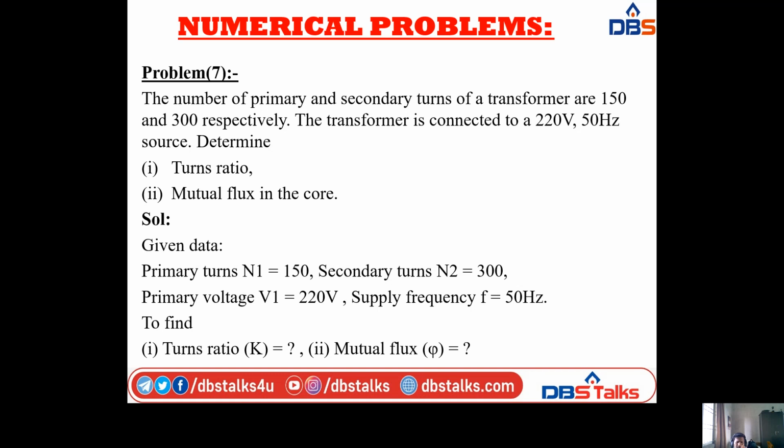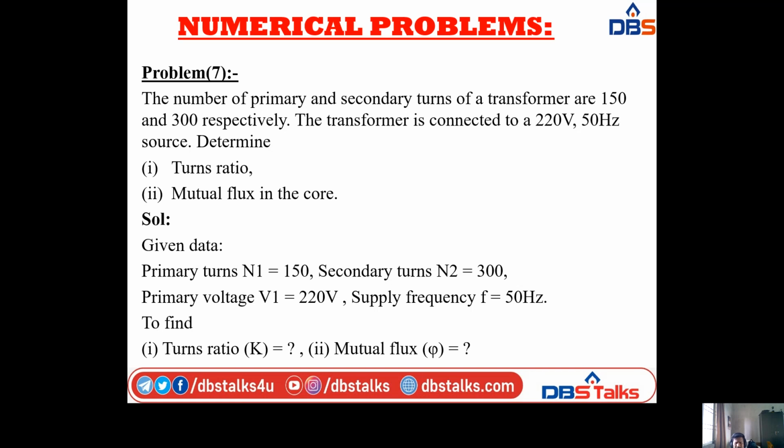Another problem, the number of primary and secondary turns of a transformer are 150 and 300 respectively. The transformer is connected to a 220 volts 50 Hz supply. Determine turns ratio and mutual flux in the core. Primary turns N1 equal to 150, secondary turns N2 equal to 300. V1 is equal to 220, f is equal to 50.